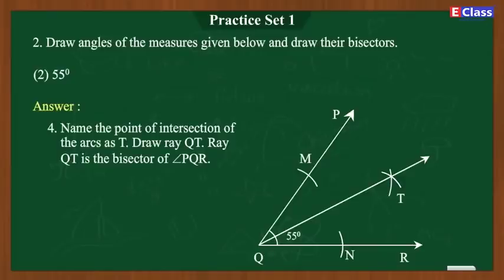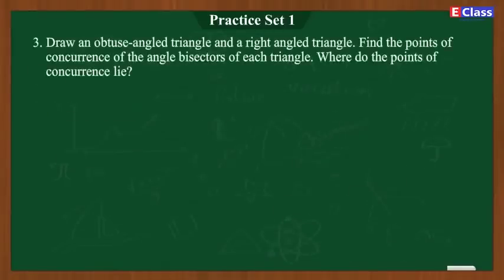Students, I have solved the 2 sub-questions of the second question of the practice set. Now you have to solve the remaining sub-questions personally for better practice. Now students, let's solve the third question of this practice set. Question number 3. Draw an obtuse-angled triangle and a right-angled triangle. Find the points of concurrence of the angle bisectors of each triangle. Where do the points of concurrence lie?